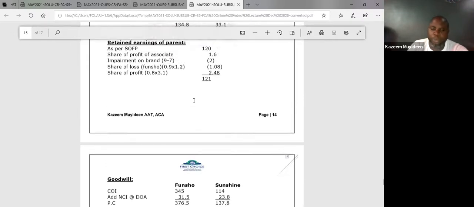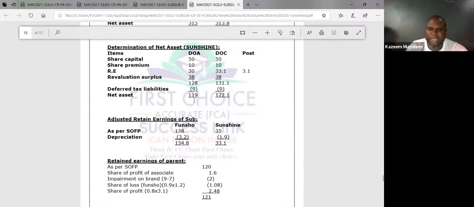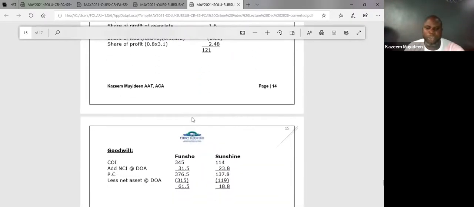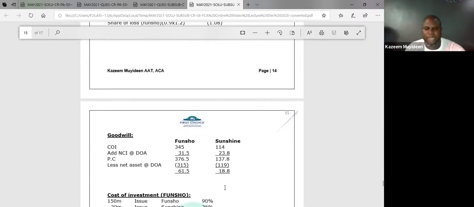Oh, is it 10%? 20%. Sunshine is 20%, not 10%, it's 80% to 20%. So 20% of 119, not 10%. 119 times 0.2, 23.8. I will add 23.8 to it. Then less the net asset, 18.8. Goodwill to be calculated.